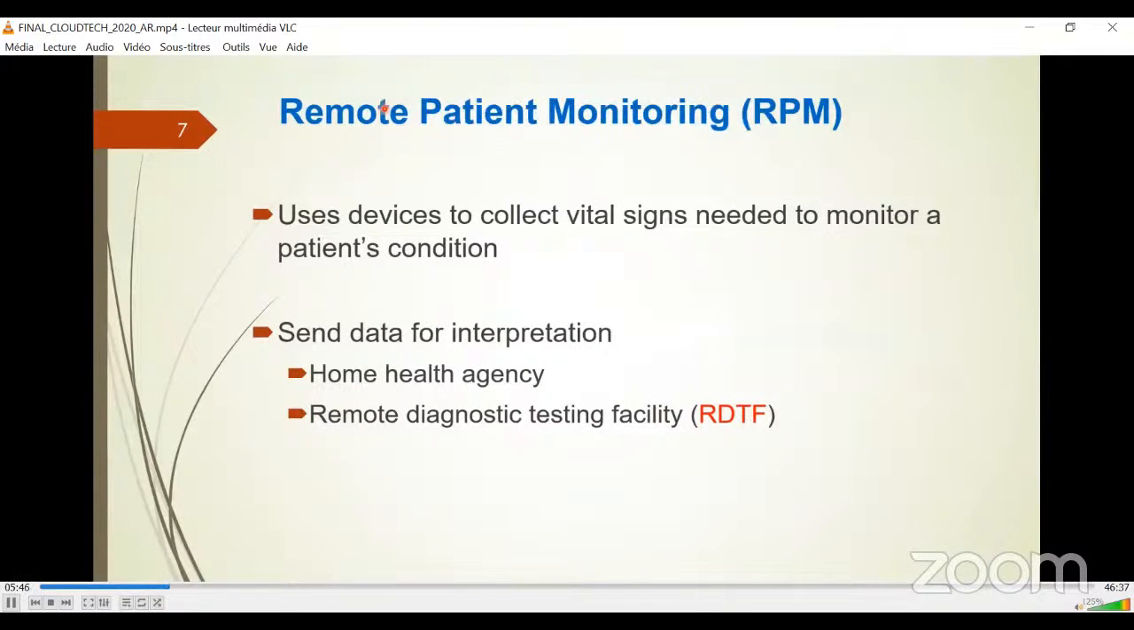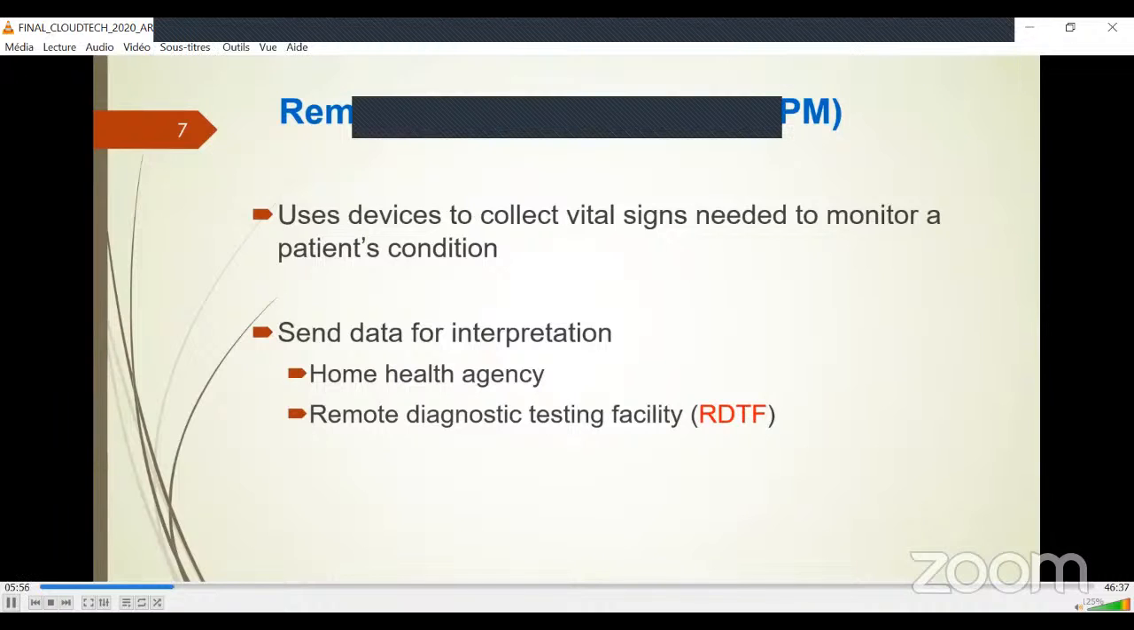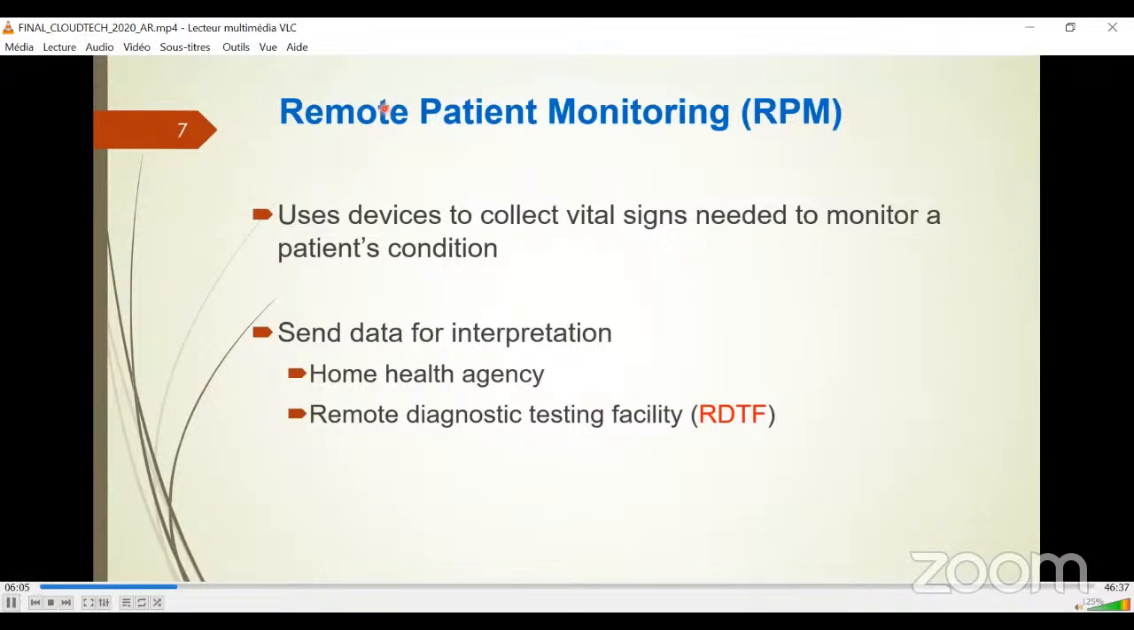So for this to happen, obviously, we need to use devices like sensors and things like, for example, even an Apple Watch or any device that can actually collect and measure or capture vital signs. And then after this data collection, obviously, there is a need to transmit and send the data for interpretation by specialists. Obviously, we don't assume patients to be able to interpret their own vital signs properly.